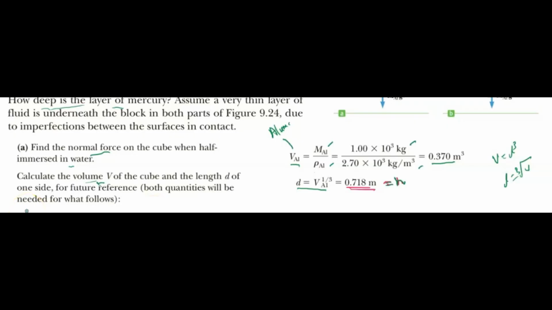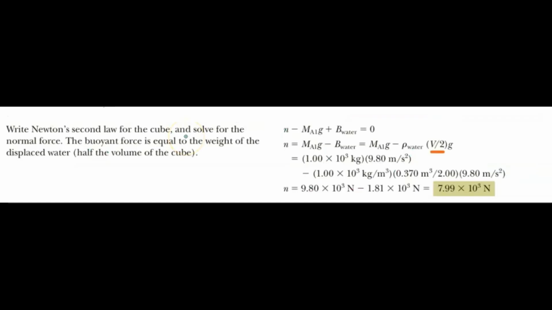Okay. Now what is the next part that we have to solve here? According to Newton's second law for the cube, N minus mg, the weight of the block, mass into gravity, plus the buoyant force of the water equals 0. The buoyant force is equal to the weight of the displaced water. This is the Archimedes principle, you know.